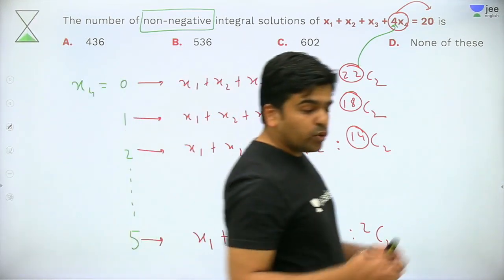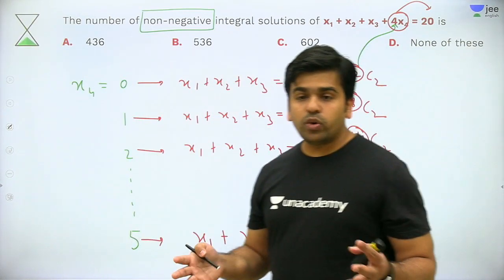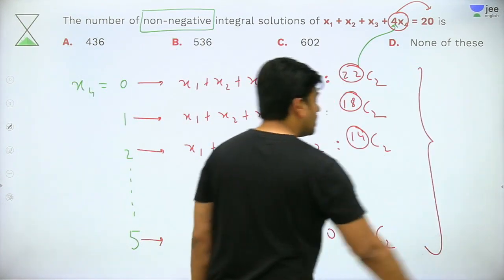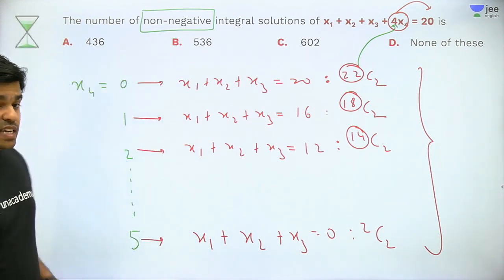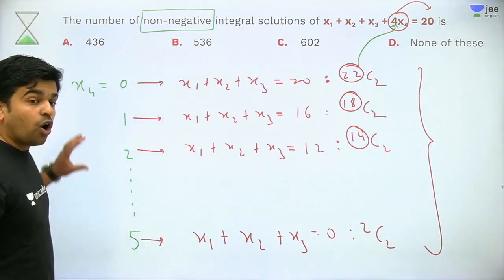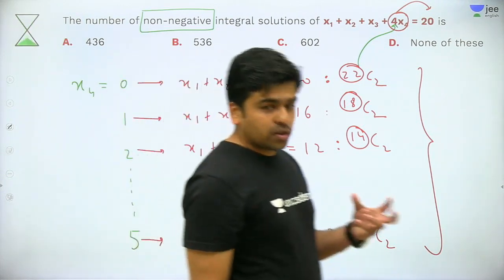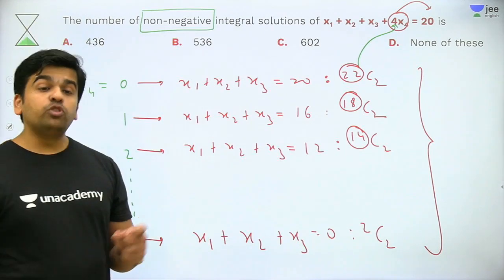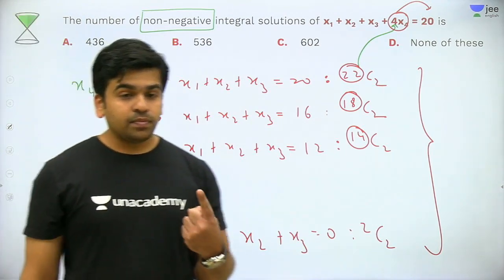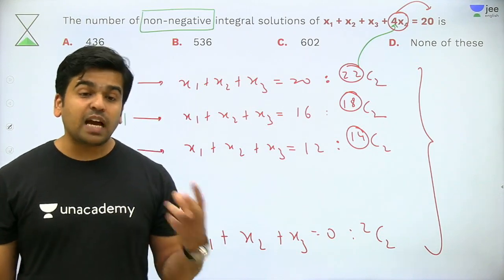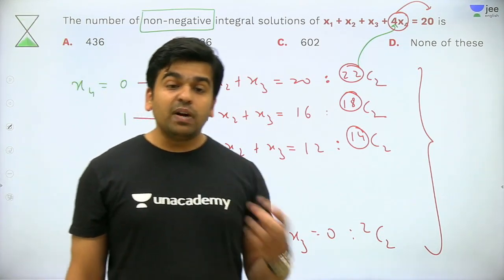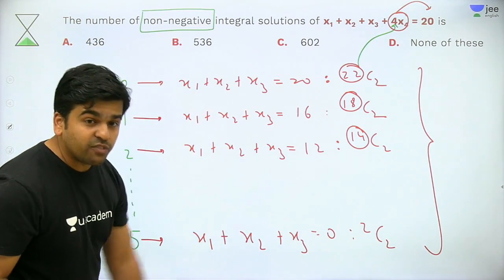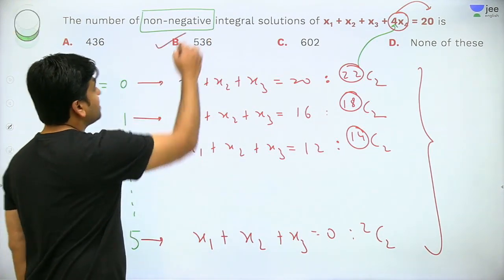22 C2, 22 into 21 upon 2, 11 into 21. You can actually calculate all the 6 values here, and you can just add those values, because either x4 can be this or that. So whenever you use the word or, we add the cases. If we are using and, which we did in the first question of the day, there we used and because there were simultaneous equations, so there we multiplied our end results. Here we will be adding our end results, and when you do that, you will get 536 as the final result.